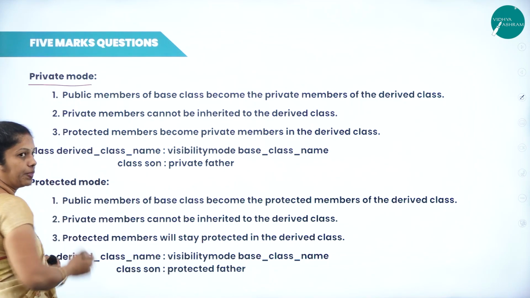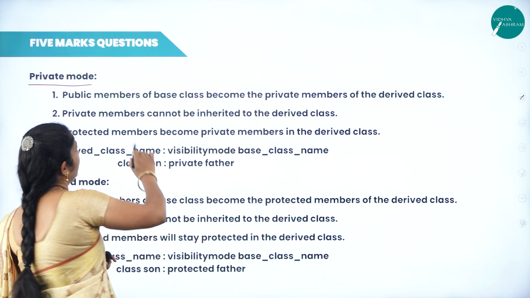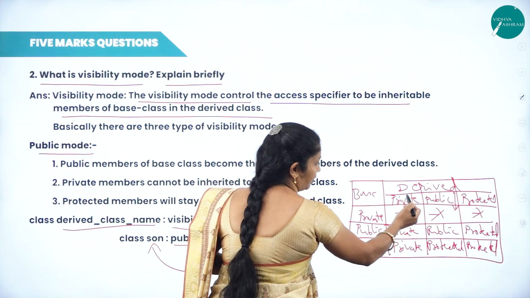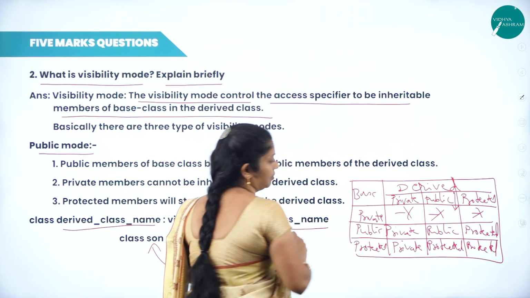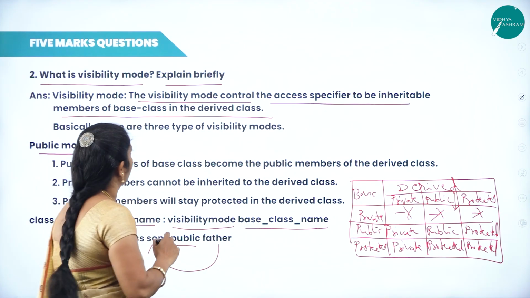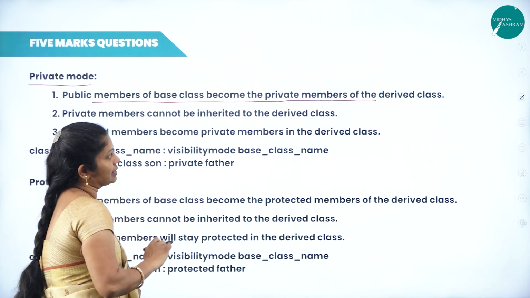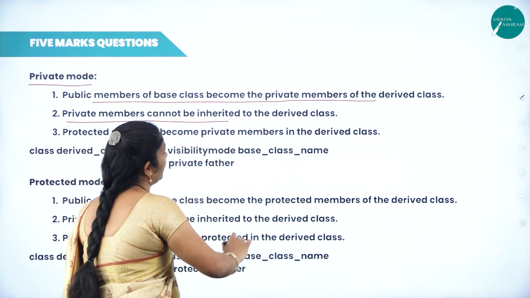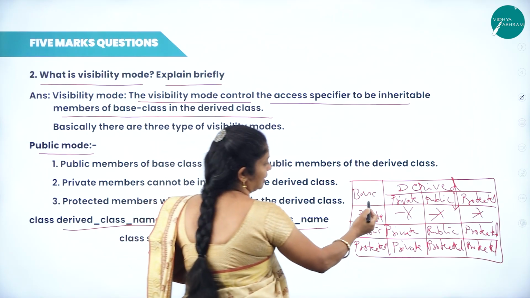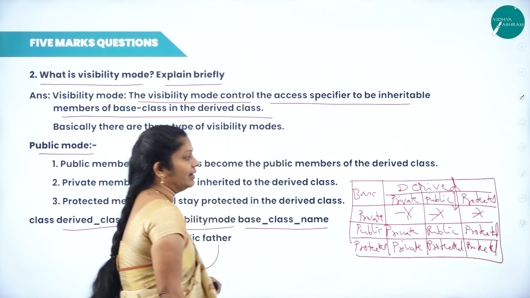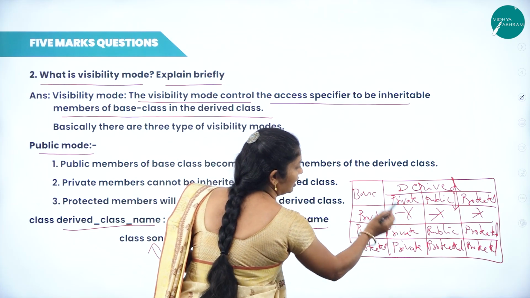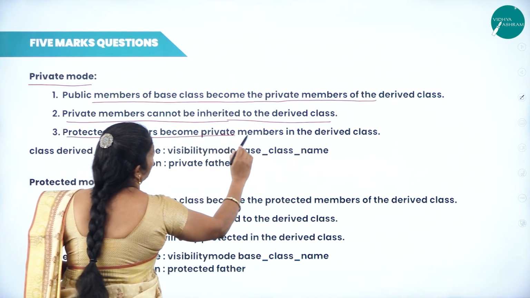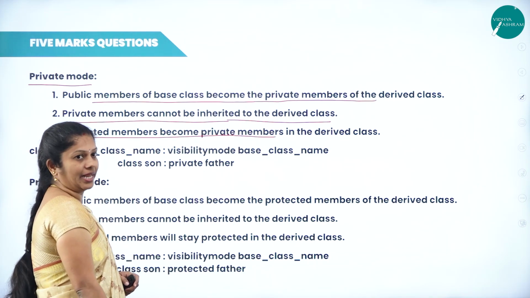Next you have private mode. For private mode, public members of the base class become private members of the derived class. Then private members cannot be inherited to the derived class. If it is private, then in the derived class it cannot be inherited. Then protected members become private members in the derived class.